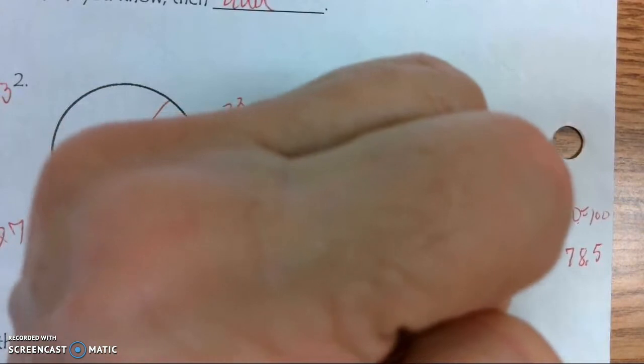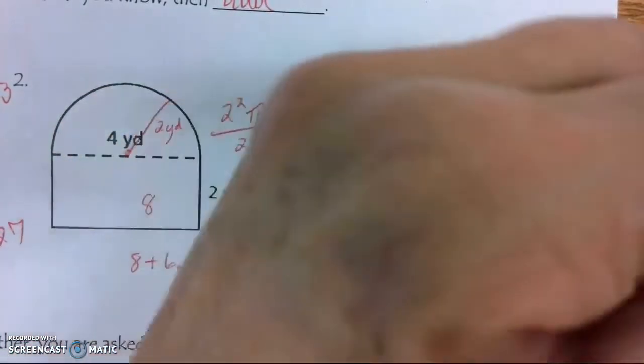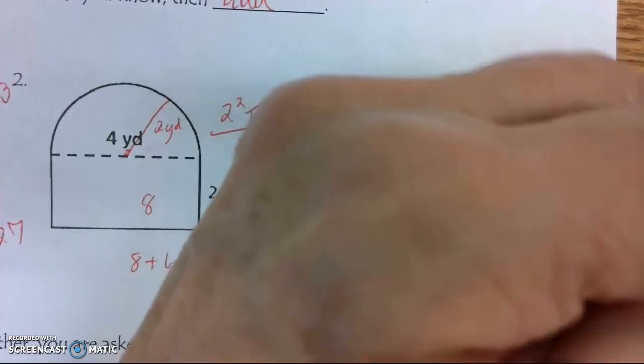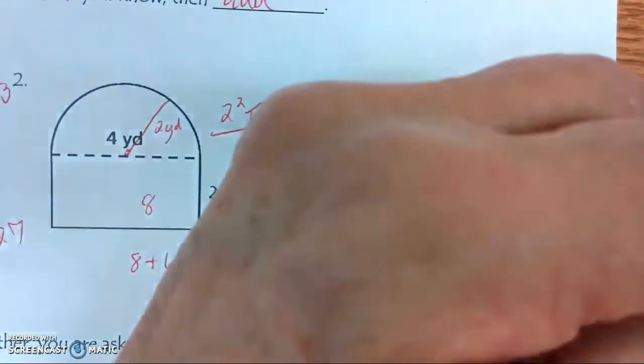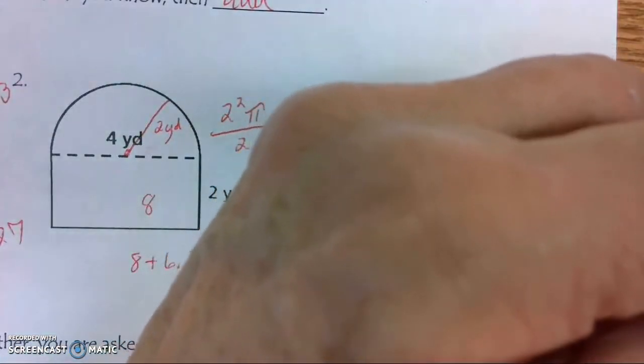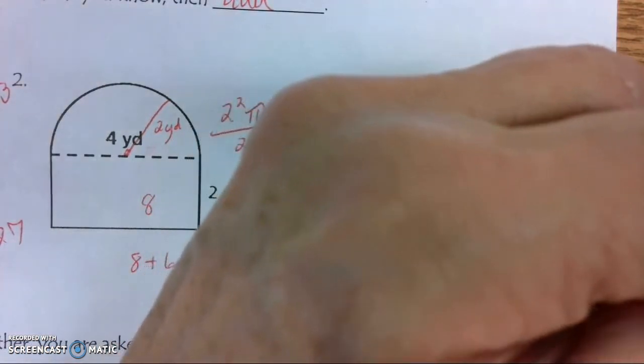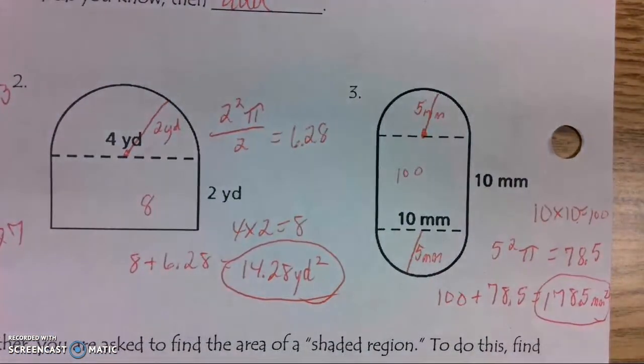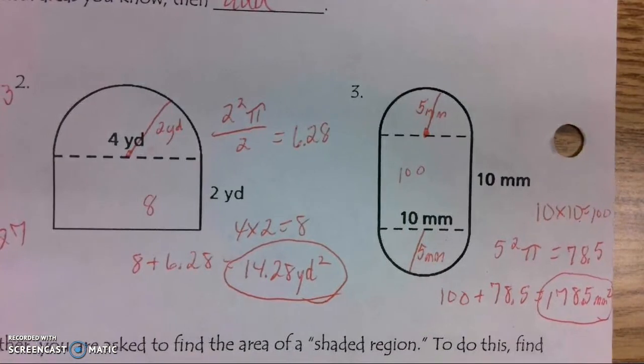So 100 plus 78.5, 178.5 millimeters squared. Okay. Now, that's all I do when I have composite shapes that are put together.